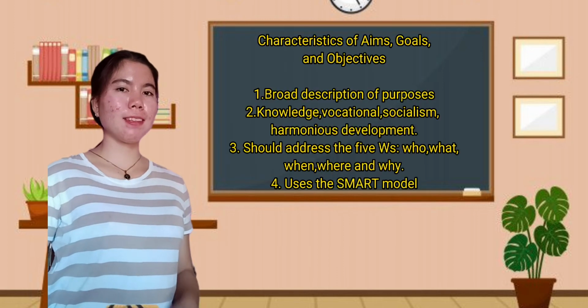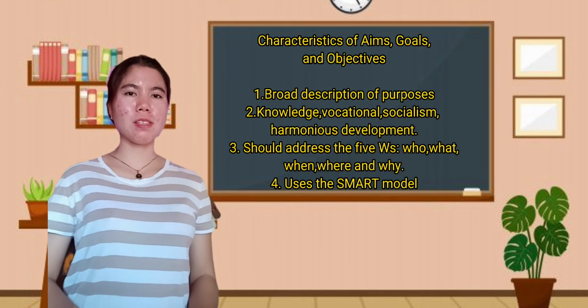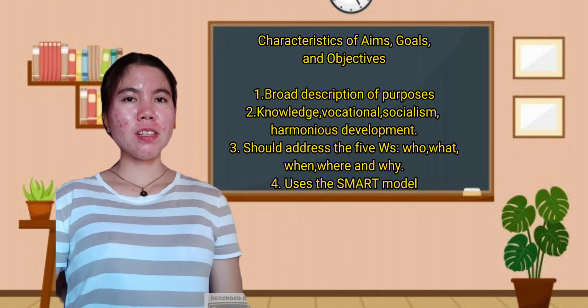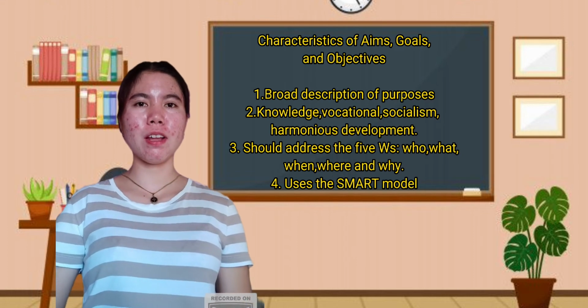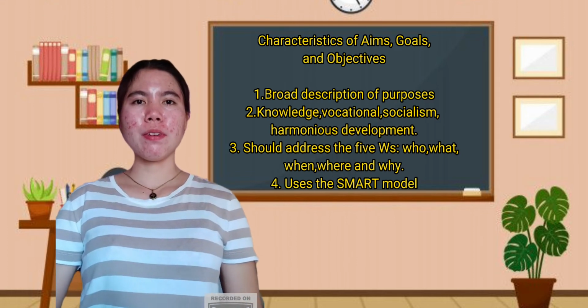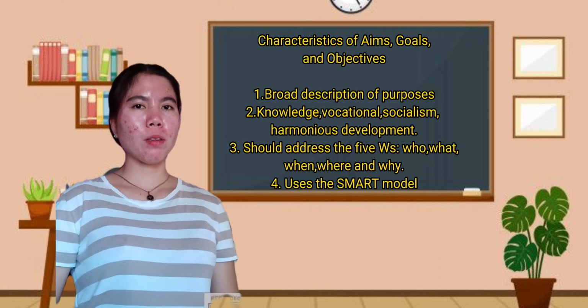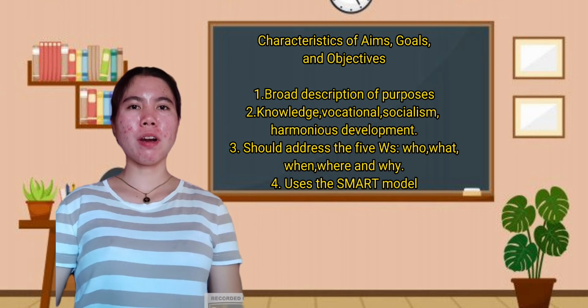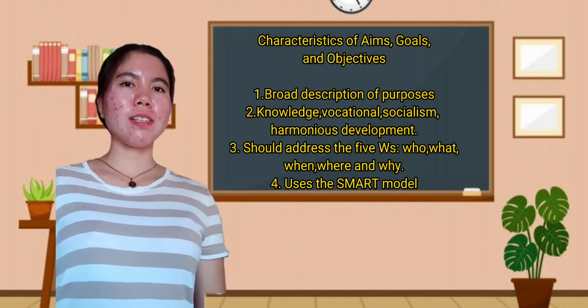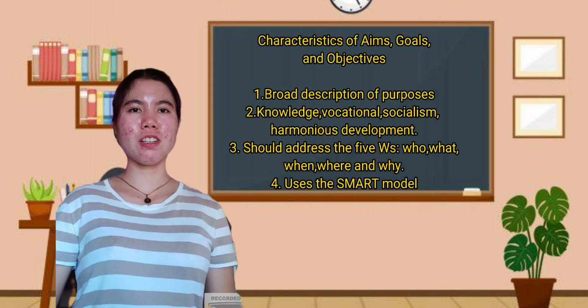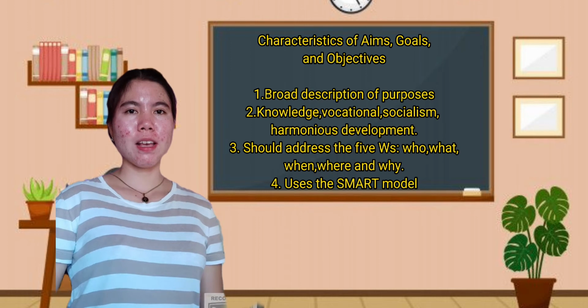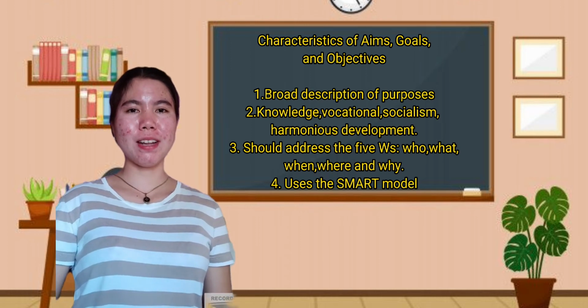Good morning, everyone. This is the characteristics of aims, goals, and objectives. Broad description of purposes: knowledge, vocational, socialism, harmonious development. Should address the 5 W's: who, what, when, where, and why. Uses the SMART model. These all characteristics helps the process in which an individual is facilitated to learn, accession of knowledge, values, morals, beliefs, habits, skills, and personality. That's all. Thank you. Okay, thank you. All the group 1 got the correct answer.